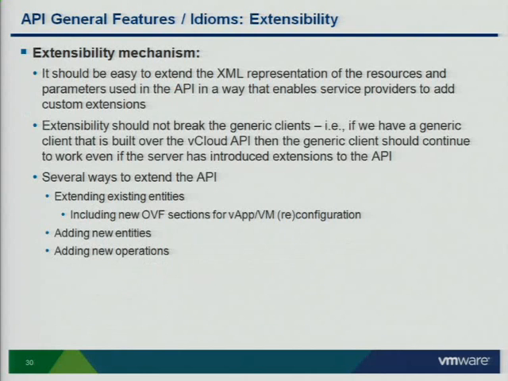And the final feature that I'll talk about is the API extensibility. When we designed the API, we had several things in mind. We wanted a general client that is implemented for the vCloud API to work with a server that provides some extensions. And we want service providers to be able to add their custom extensions to the API. But this should be done in a way that a general client can continue to work with the API.